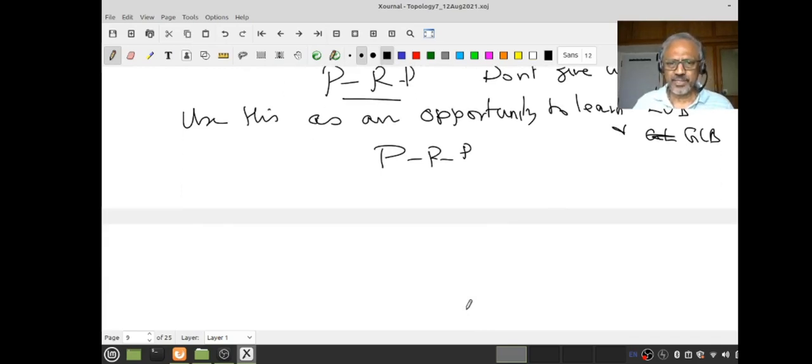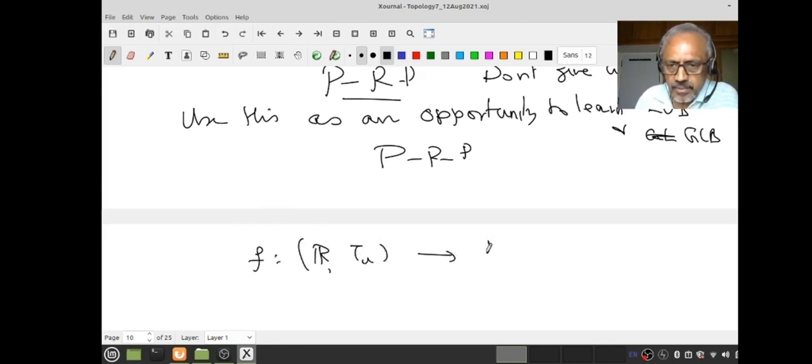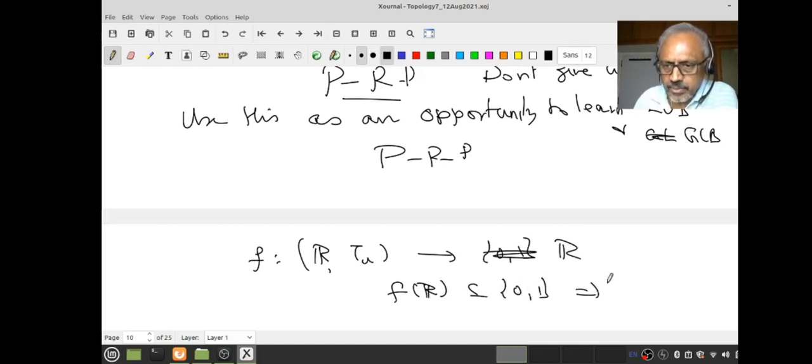So finally, what do you think I have proved? In fact, I would have liked to prove this when I discussed the usual topology on R. So what we did was, if f is a continuous function from the usual topology, and assume f of R is contained in {0, 1}, then we wanted to say f is a constant.